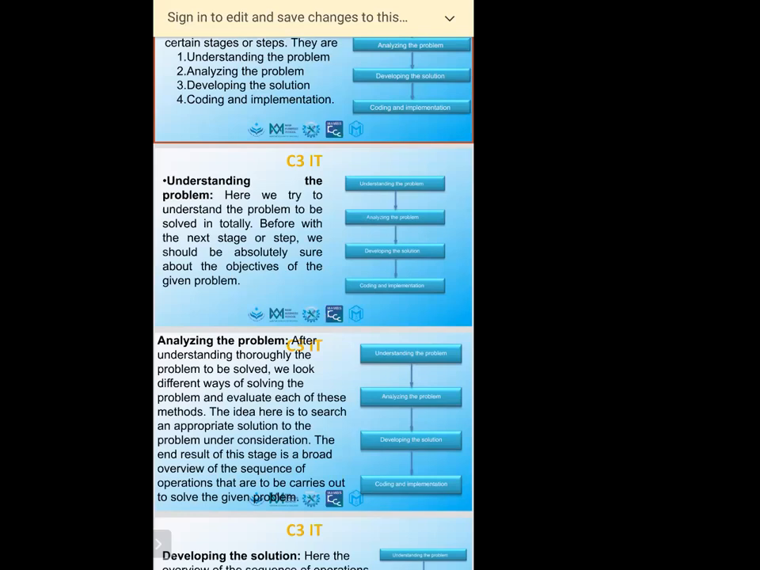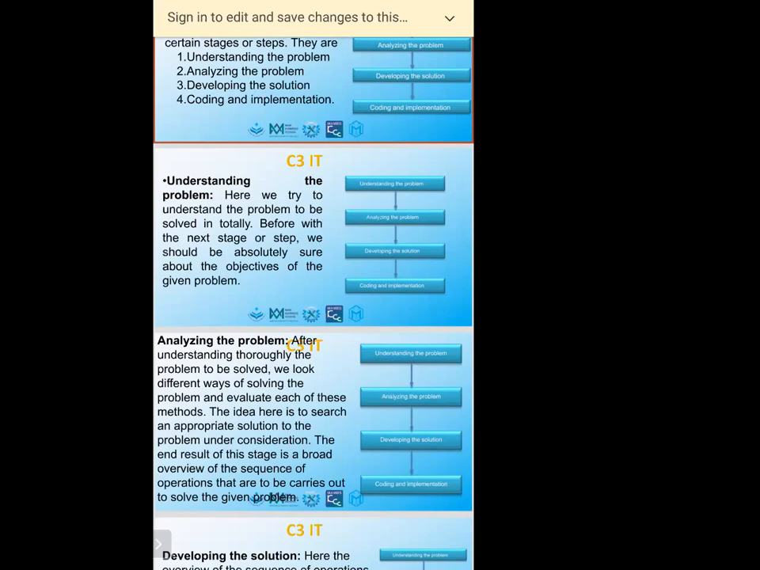Analyzing the problem. After understanding the problem thoroughly, we look at different ways of solving the problem. So what are the different ways? We can solve the problem and evaluate each of the methods. We analyze the ideas here to search for an appropriate solution to the problem under consideration.